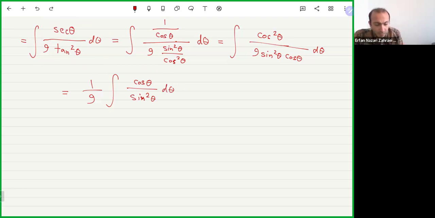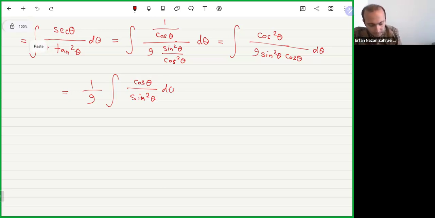This one, secant was not even. Again, I'm using 7.2, the previous section. Secant was not even, so the u equals tangent substitution was bad. That's why I decided to do this. But now look at this. This is an exponent of sine and cosine. Again, 7.2. But I have an odd number of cosine on top, so u equals sine is a good substitution for this.